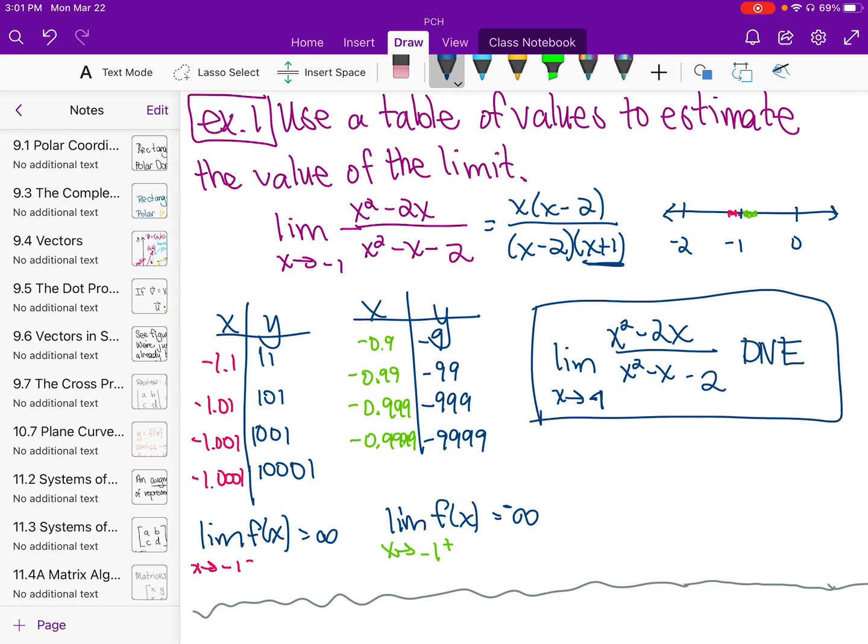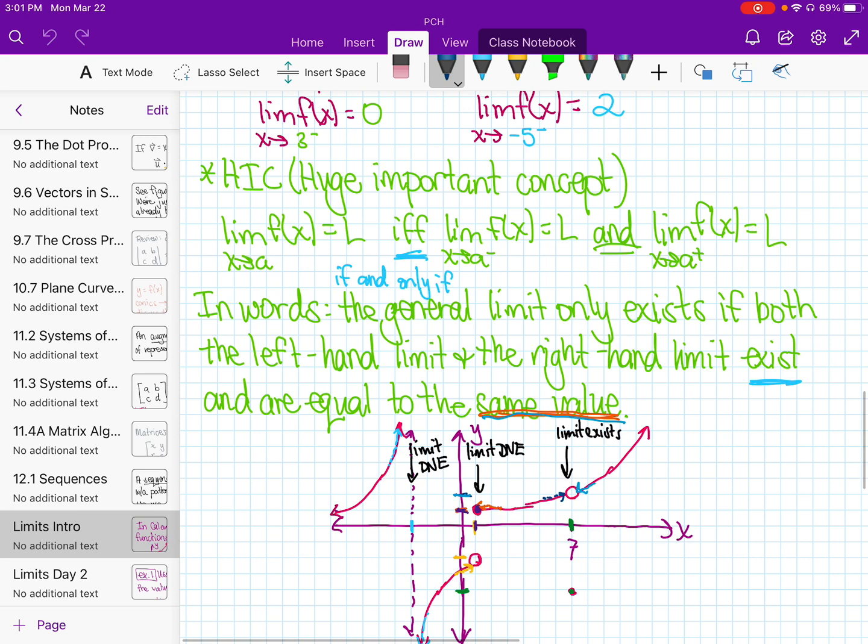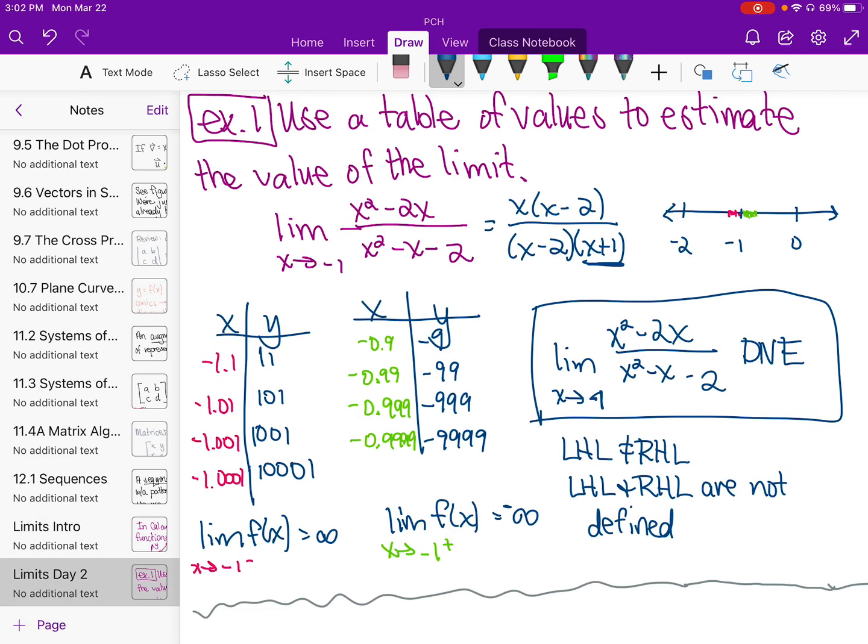The limit from the left does not equal the limit from the right. And not only that, but actually the left-hand limit and the right-hand limit are not defined. So going back to yesterday, we said right here, the general limit only exists if both the left-hand limit and the right-hand limit exist and are equal to the same number. So infinity does not exist. So this general limit doesn't exist.